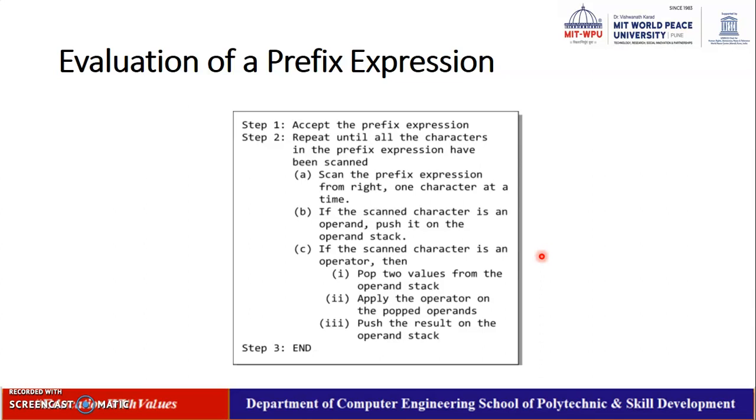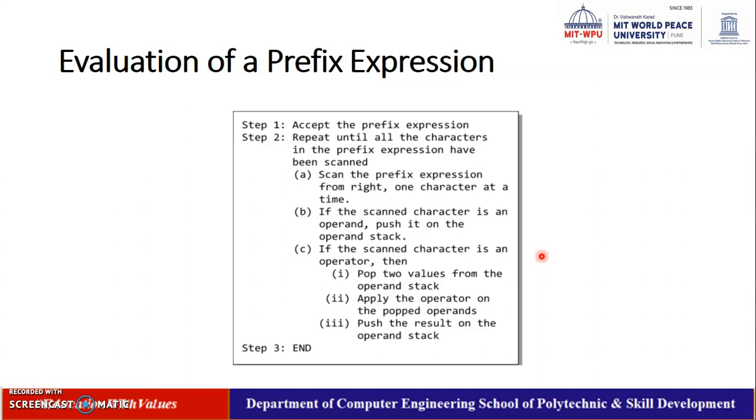When you scan the characters one by one from the prefix expression, if a character is an operand, then that character goes directly to the operand stack. If the scanned character is an operator, then you pop the top two values from the operand stack.